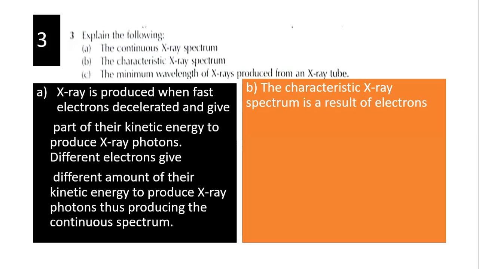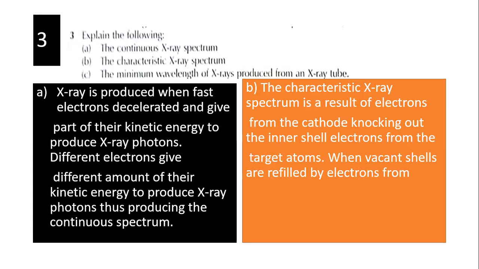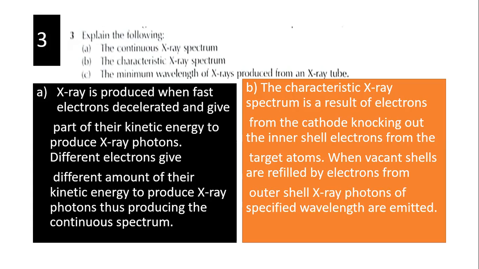Characteristic X-ray spectrum is the result of electron from the cathode knocking out inner shell electron from the target atoms. When vacant shell are refilled by electrons from outer shell, X-ray photon of specific wavelength are emitted. Okay.